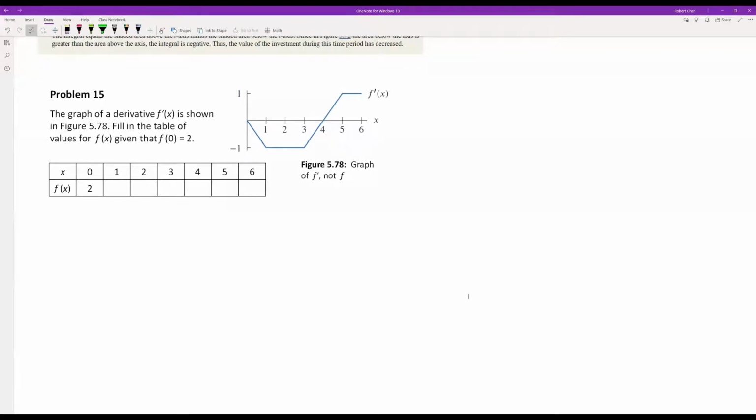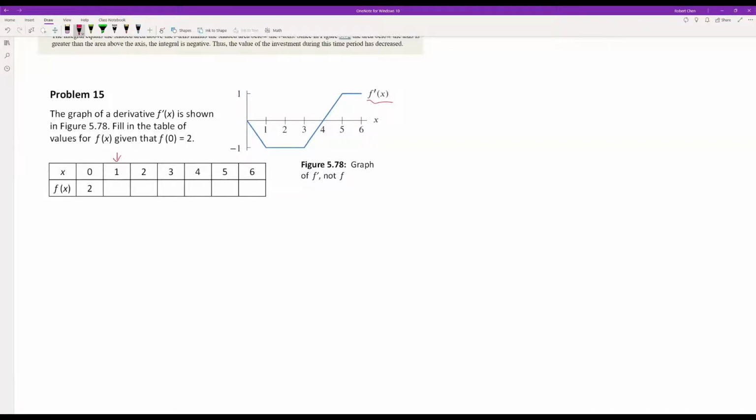All right, so here is problem 15 from your textbook. We are going to approach this problem using the fundamental theorem of calculus, and we're going to see this in a very different way. We're given the graph of f prime, and we're also given the first function value, f of 0, which is equal to 2. And we can see that in the table here. Our goal is to fill out all the empty boxes here. So let's start with 1.